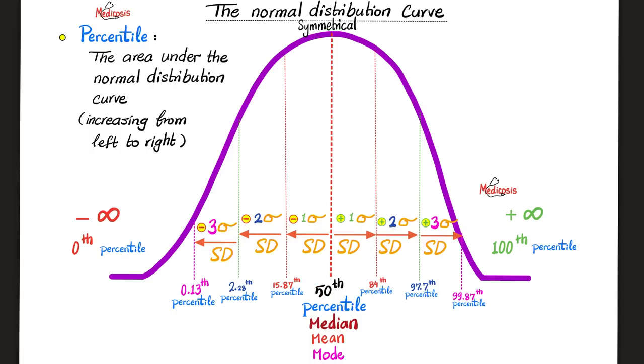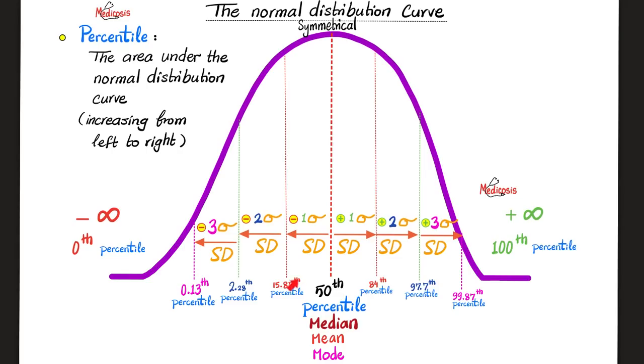When we say that the median is the 50th percentile, what do we mean by this? We mean that 50% of the data is less than this number and 50% of the data is greater than this number. When I say the 84th percentile, what does that mean? It means that 84% of the data is below this and the rest of the data is above it. When I say this is the 97.7th percentile, it means that 97.7 percent of data is below it.